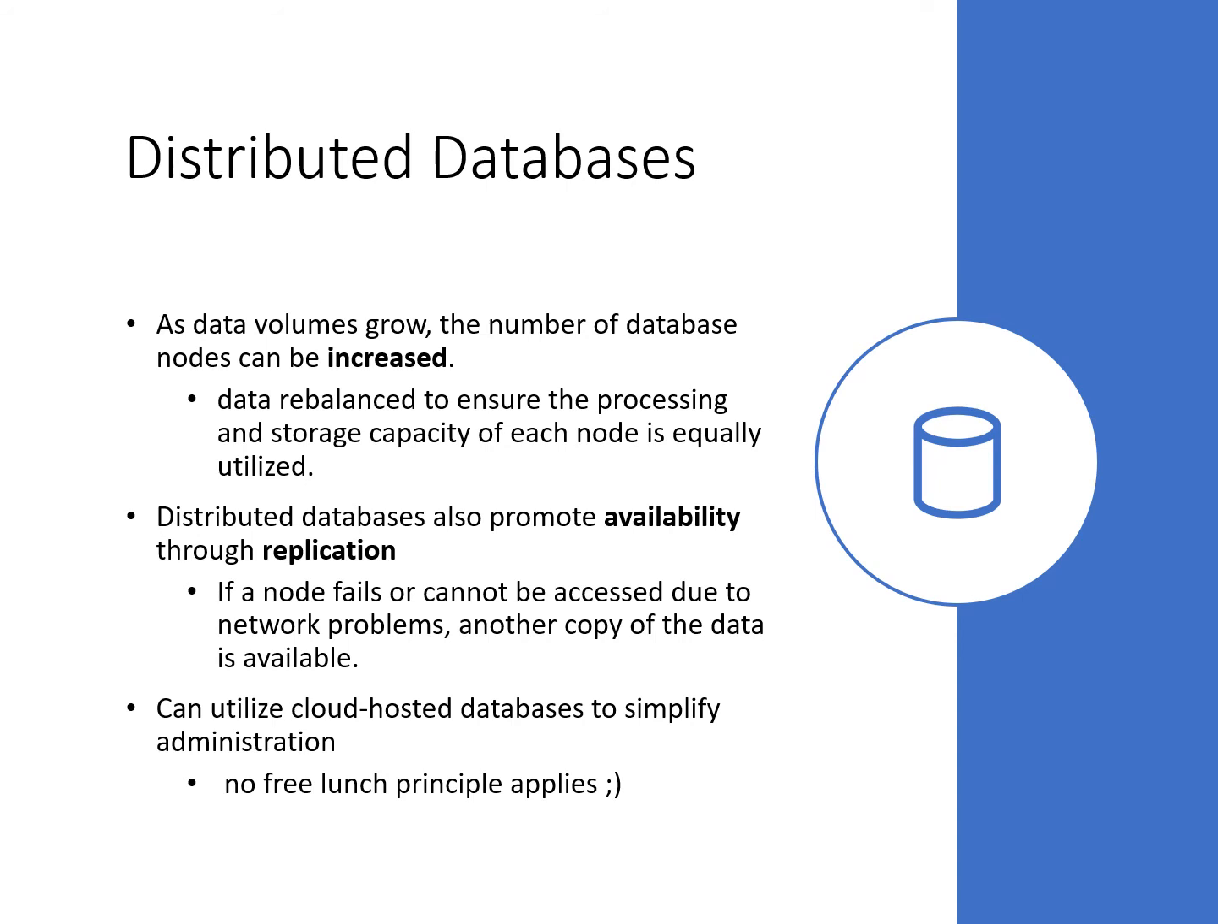Distributed databases also promote availability. They do this by supporting replication of each data storage node, so that if one node fails or cannot be accessed due to a network problem, another copy of the data is available on another node. The models utilized for replication and the trade-offs these require, and we'll be talking a lot about these when we have discussions about consistency in a few weeks, are really important to understand when we design a distributed database.